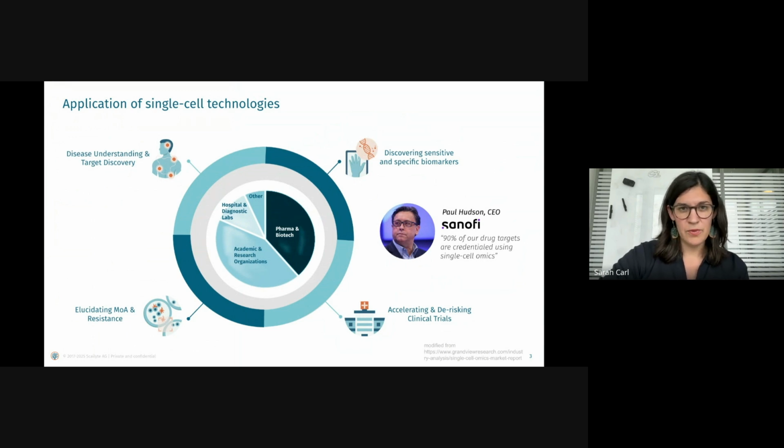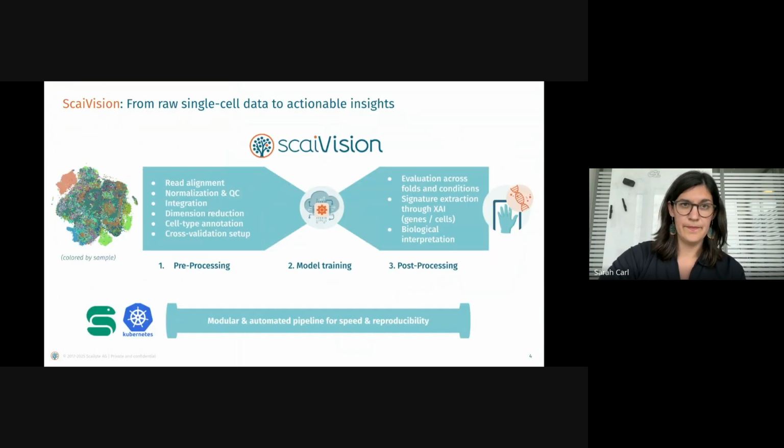But of course, even with the highest attention to quality, these are complex and large data sets. And so we've created our platform, ScaiVision, which draws on the power of explainable AI to deliver uniquely targeted, unbiased, and translatable insights. ScaiVision incorporates pre-processing steps, our AI-based supervised model training, and explainable AI features which allow us to extract biomarker signatures as well as carrying out further biological interpretation.